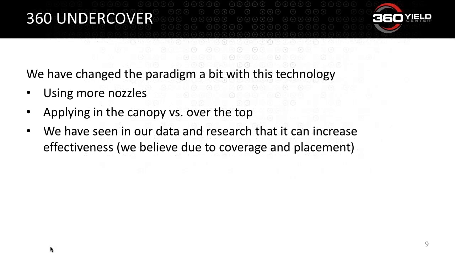So if you think about the nozzles you use today and the size of them, now all of a sudden we're going to either 2 or 3 nozzles per row when we go to the undercover system. So that's going to affect the size of that nozzle, which again we'll get into a little bit, but it is going to change the paradigm a bit. We're also applying in the canopy versus over the top. That changes a couple things as well. We aren't going to think about nozzle spacing like we used to. We're going to think about number of nozzles per row, and we want to talk about row width instead of nozzle spacing, because we're going to have one undercover hanging in each row.